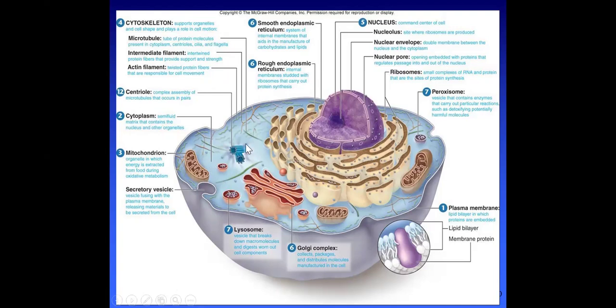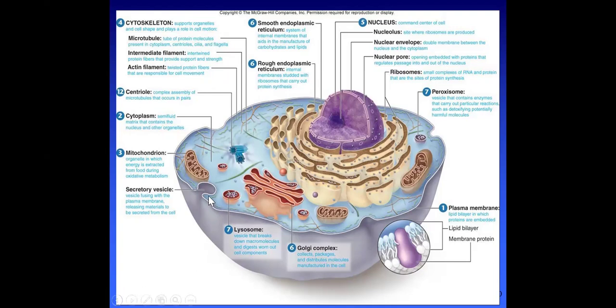The blue color which we can see here is actually the cytoplasm, which is a semi-fluid matrix that contains the nucleus and all other organelles. This is the mitochondria, the organelle in which energy is extracted from food during oxidative metabolism. Here oxidation of glucose or fatty acids occurs, which leads to the production of carbon dioxide, water, and energy. And that energy is used by the different functions in our body.